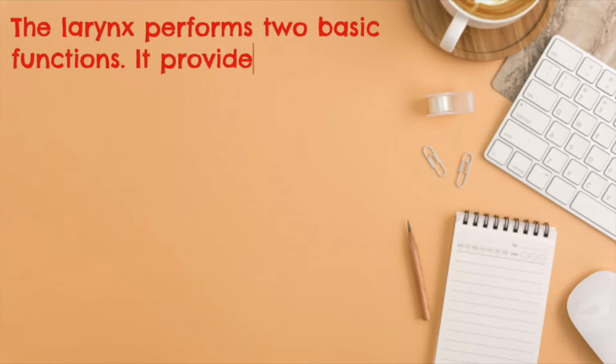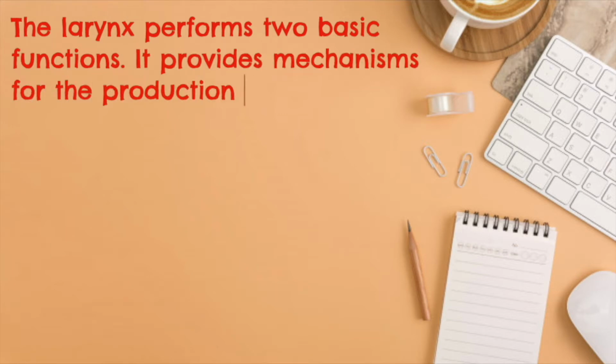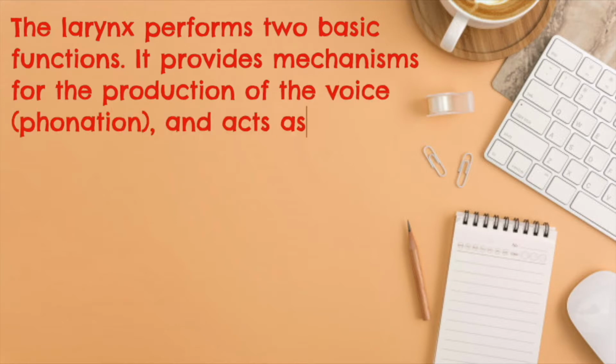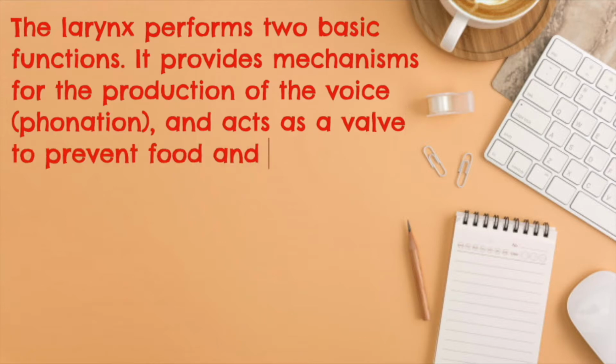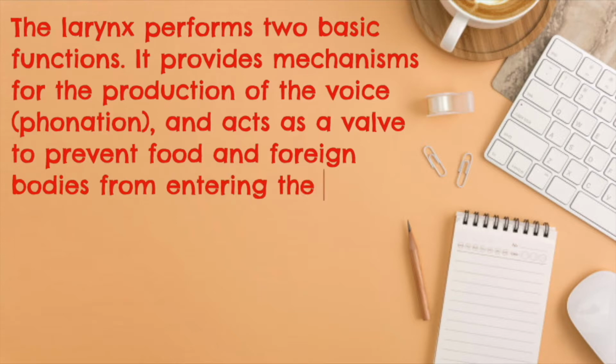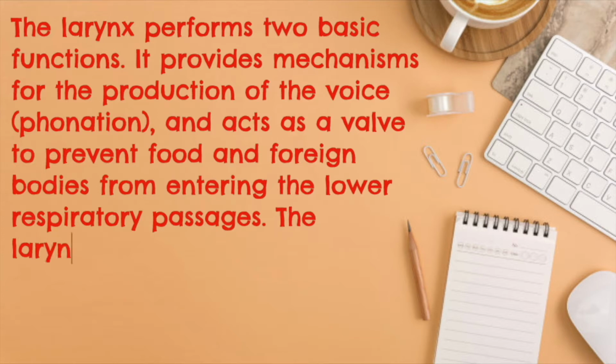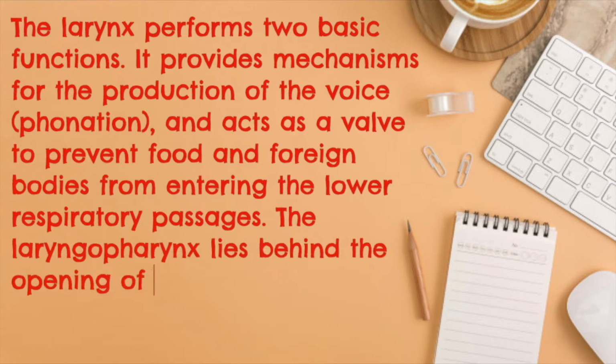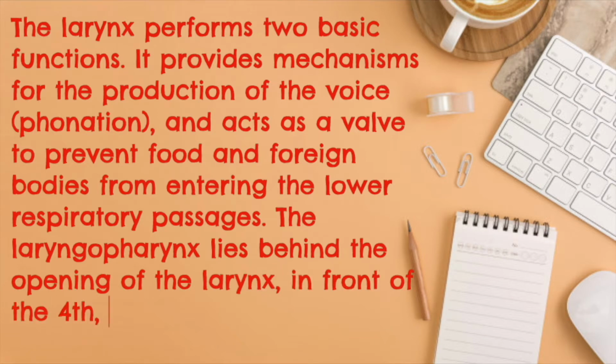Firstly, the larynx enables speech, which is also known as phonation, and this is achieved via modulation of the vocal cords. Secondly, the larynx is also an important valve which prevents unwanted objects such as food, water and foreign bodies entering your respiratory passages at the laryngopharynx. With regards to anatomical location, the laryngopharynx, which is the most inferior section of the pharynx just by the laryngeal inlet, is found in front of vertebrae C4, 5 and 6.